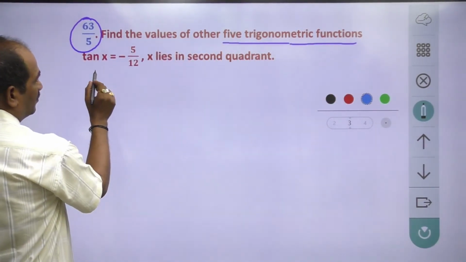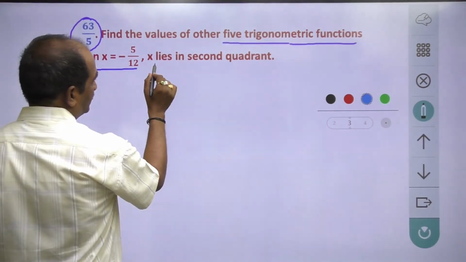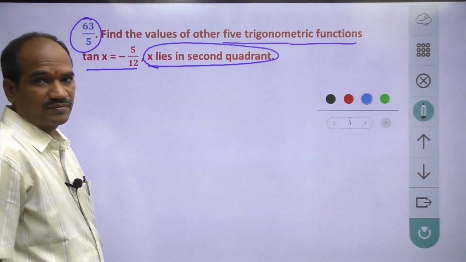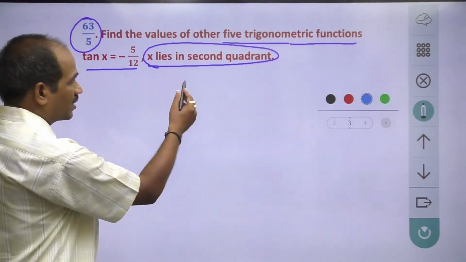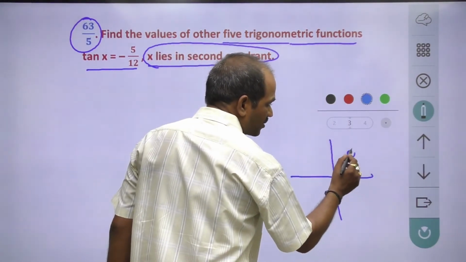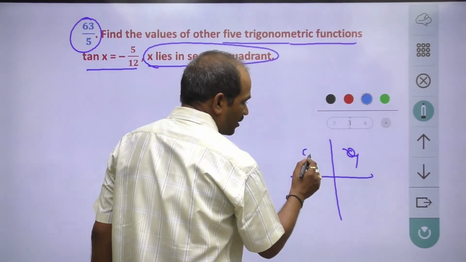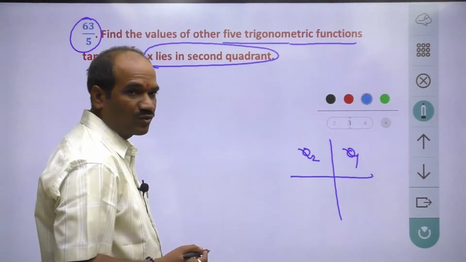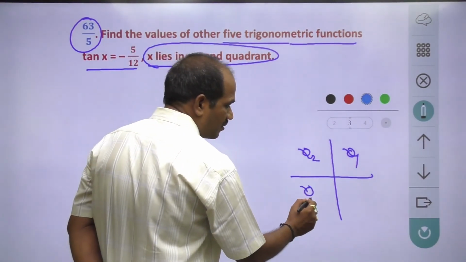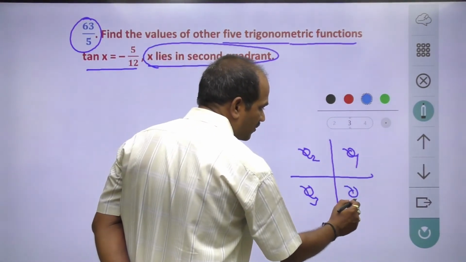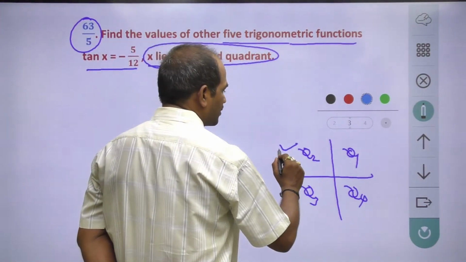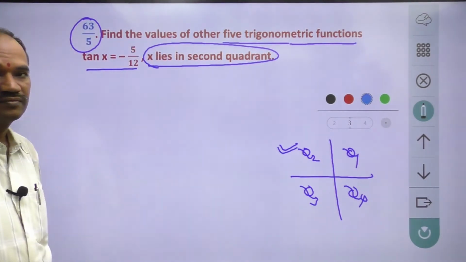Here tan x is equal to minus 5 by 12. Here x lies in the second quadrant. In the first quadrant all are positive. In the second quadrant sine and cosecant are positive. The third quadrant and the fourth quadrant follow. So x lies in the second quadrant.